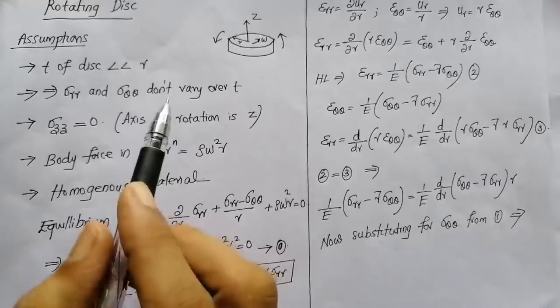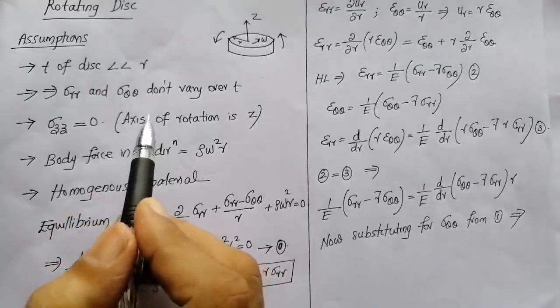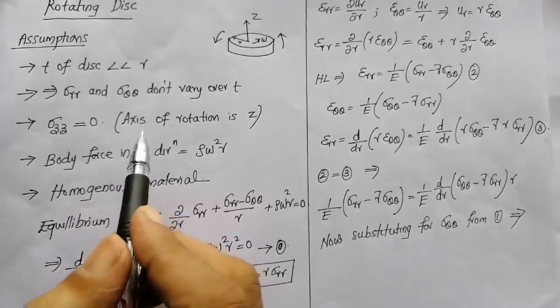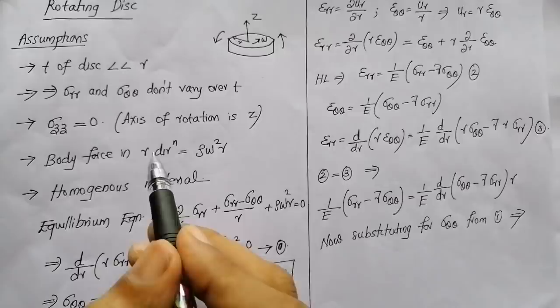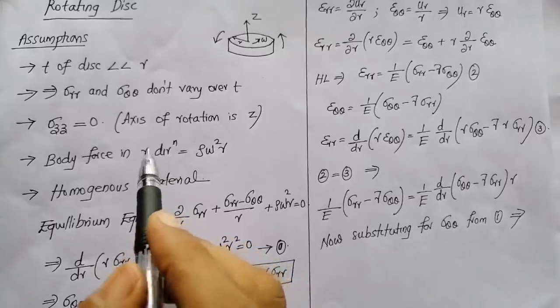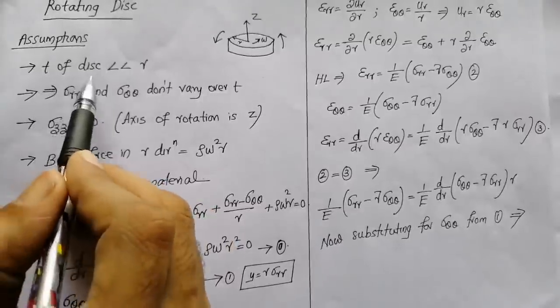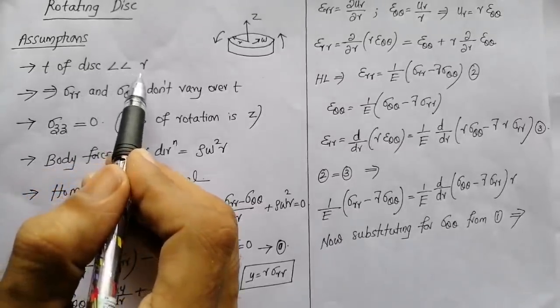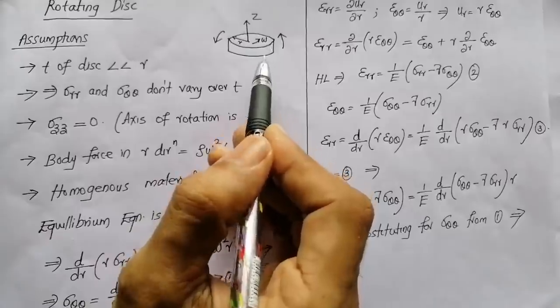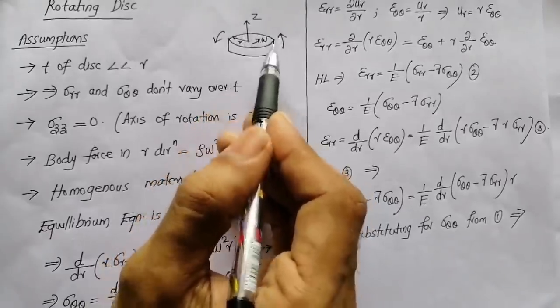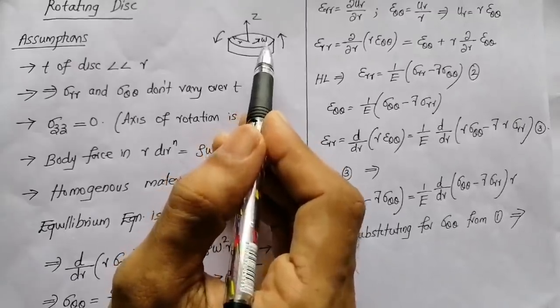Now we shall learn some topics from the rotating disk portion. In the previous university questions, they asked what are the assumptions while proceeding with the rotating disk problem. The assumption is that the thickness of the disc is very much less compared to the radius of the disc. This is the section of a rotating disc, the axis of the rotating disc is oriented along the z direction. It is rotating, omega is the angular velocity.